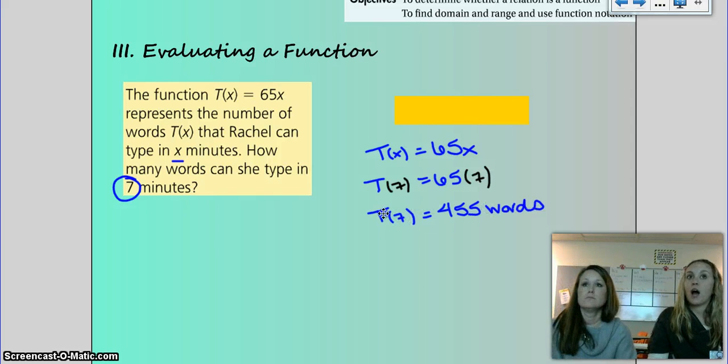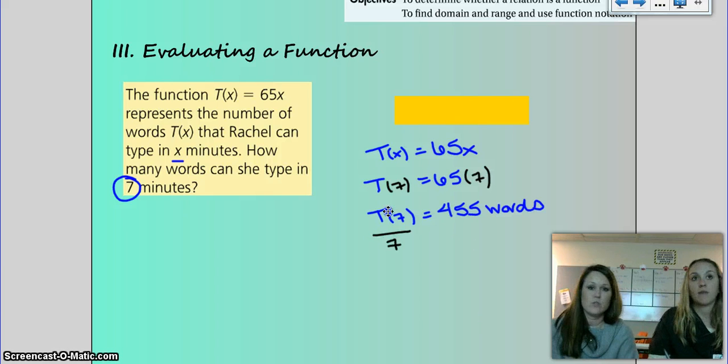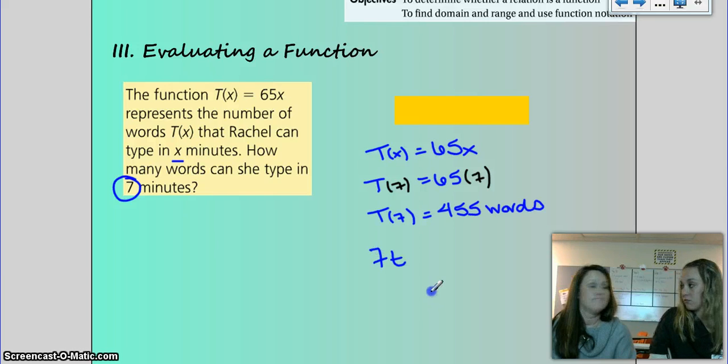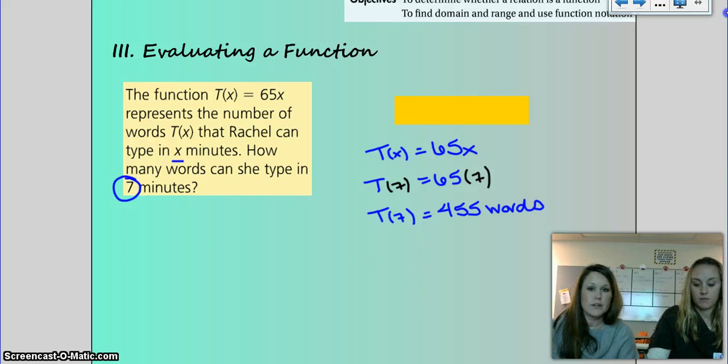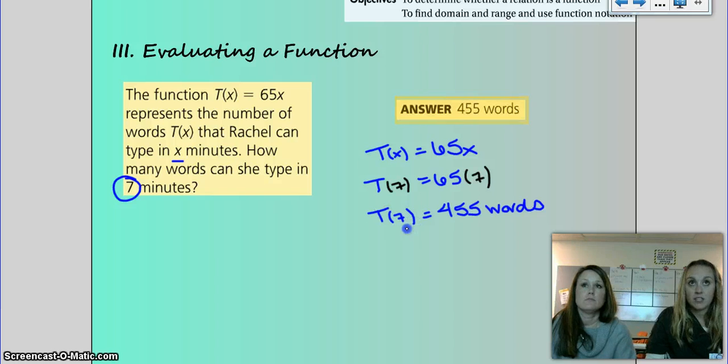I know a lot of people right here want to divide by 7. No, don't do that. We only do that when it's 7t. That's not what it is. This is your answer. T of 7 equals 455 words.